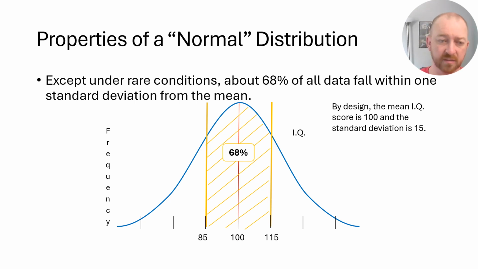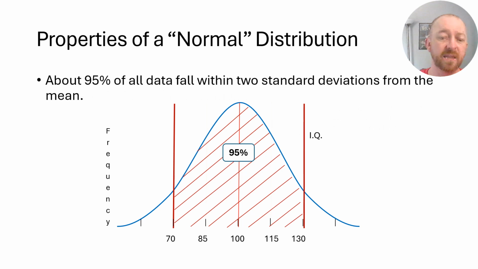Now, to go beyond that just a little bit, 95% of everybody has an IQ score within two standard deviations of the mean. So these little lines here along the x-axis indicate these standard deviations, right? So one standard deviation is 15 points. This would be 30 points above the mean, as you can see here, okay? And 95% of everybody has an IQ between two standard deviations below or above the mean. In other words, 95% of people have an IQ between 70 and 130.